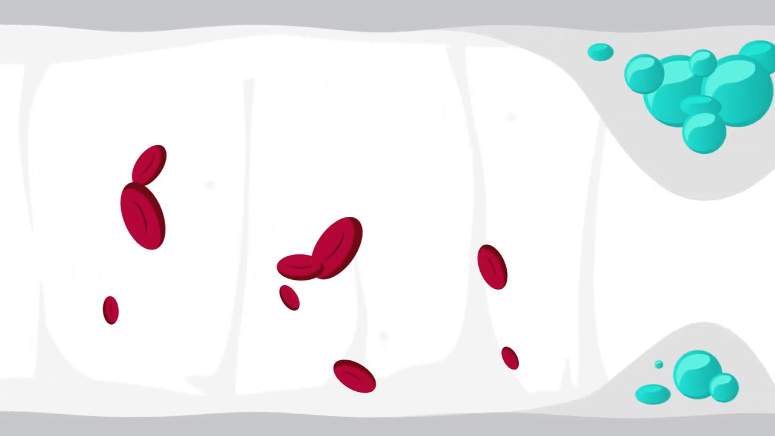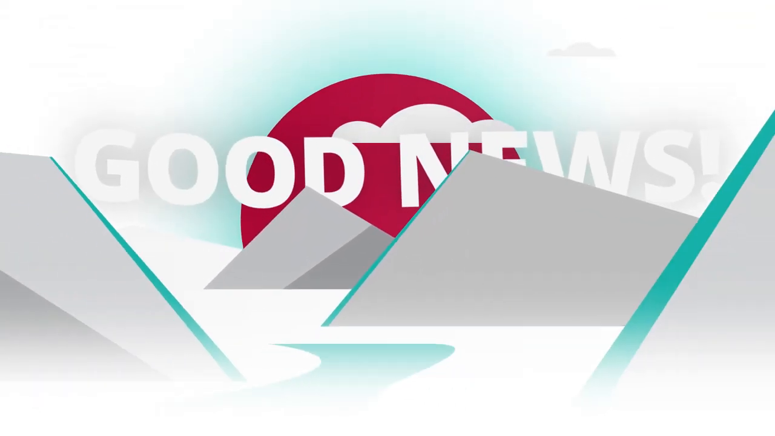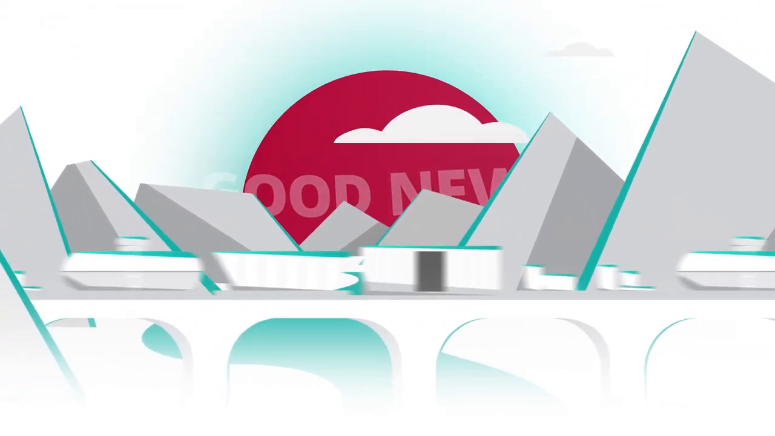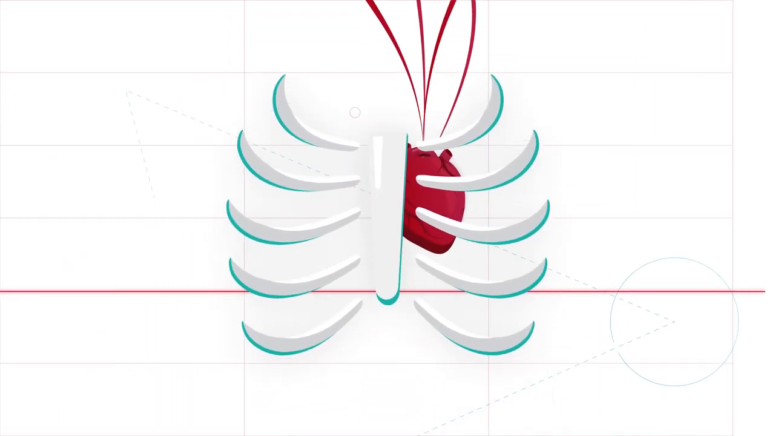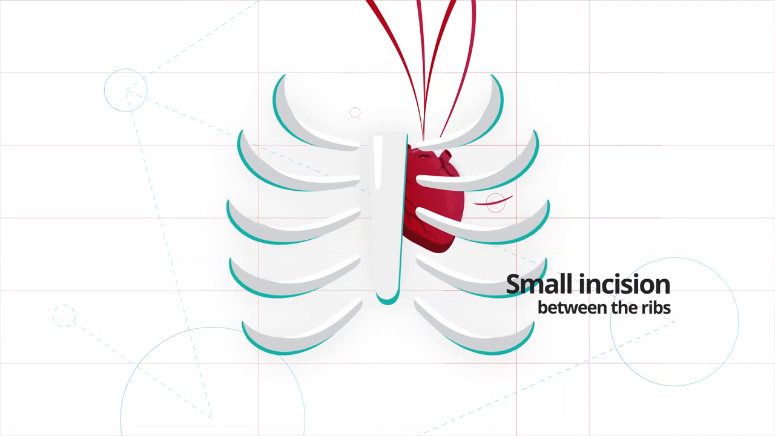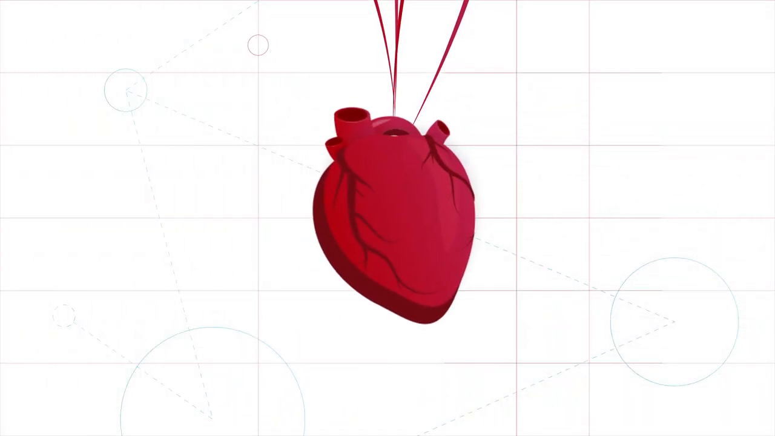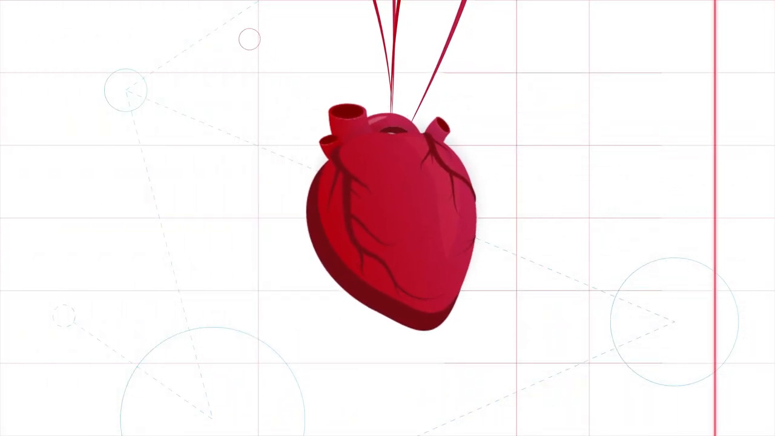You might need bypass surgery if your coronary arteries are blocked. The good news is it may be possible to perform surgery in a minimally invasive way. The surgeon will reach your heart through a small incision between the ribs on the left side of your chest. This unique surgery is usually done on a beating heart.